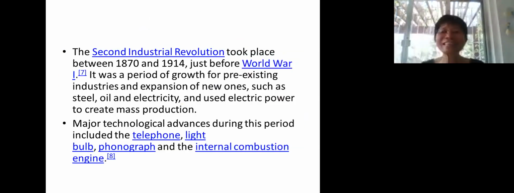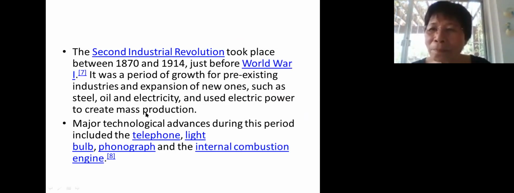The second industrial revolution took place between 1870 and 1914. This was before World War I, your great-grandfather's time. It was a period of growth for pre-existing industries and expansion of new ones such as steel, oil, and electricity, and use of electric power. Before it was the steam engine. Now, what is the second industrial revolution? Use of electric power to create mass production.